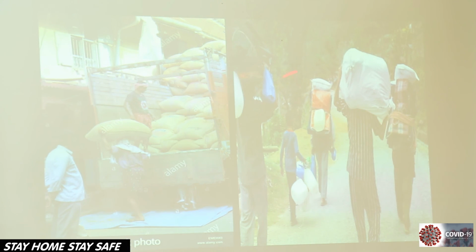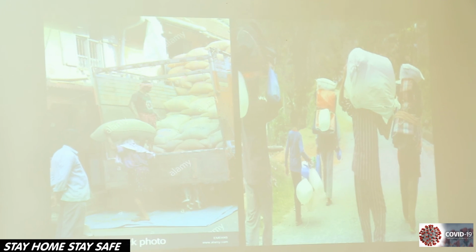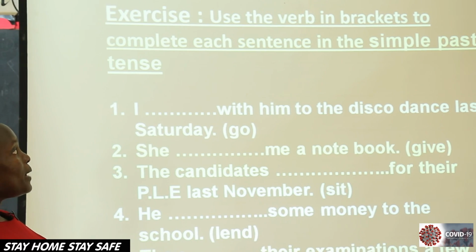Then you have this picture here. What did they do? Someone will say, they walked on foot. Another will say, they carried the luggage. Remember, we use the simple past to talk about events that took place some time back.